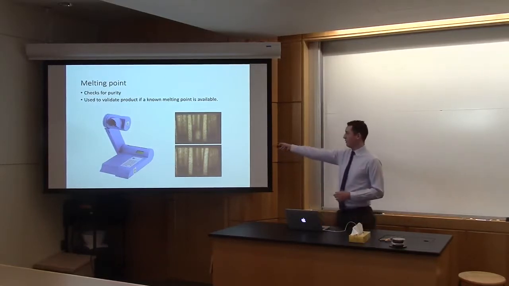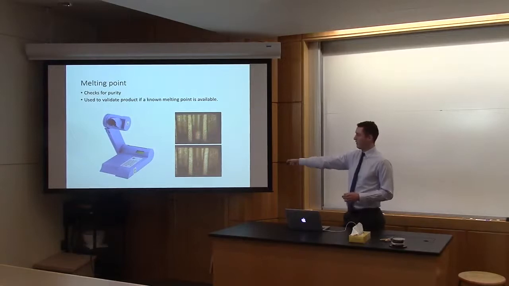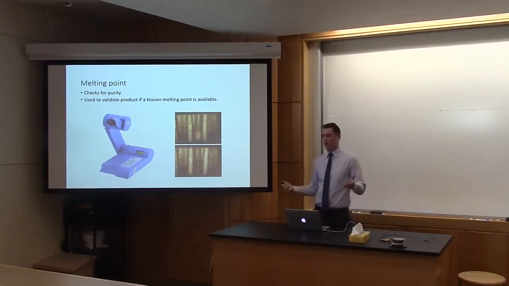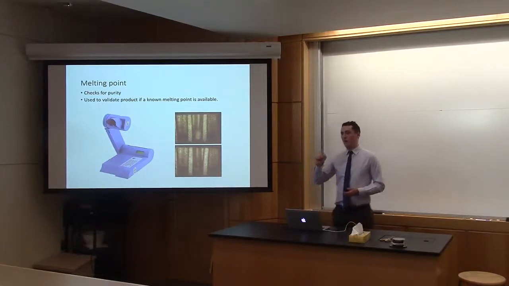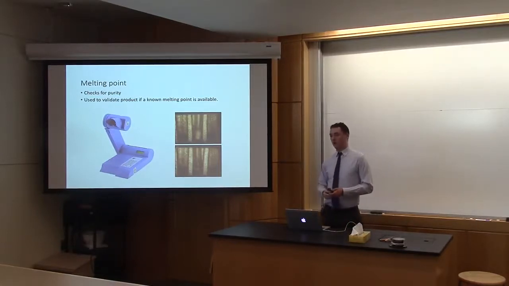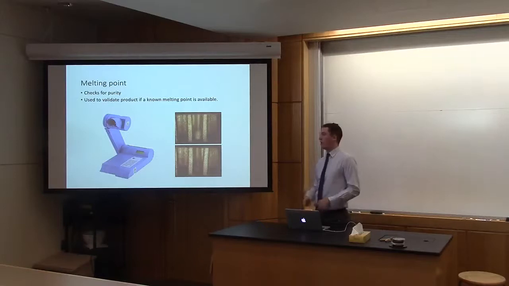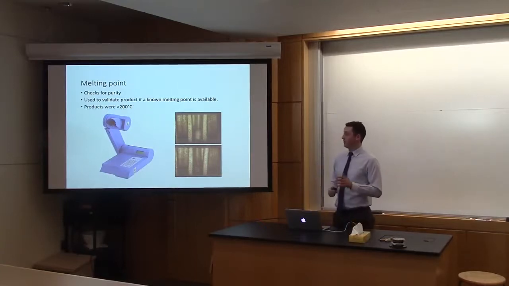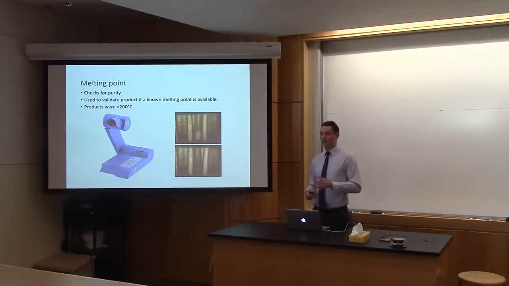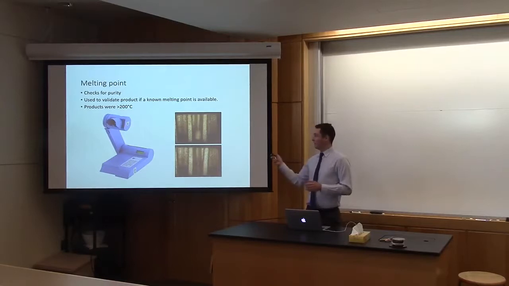And we melt it down, and we start seeing it. It looks like slushy snow, and then it goes clear. And that's when you know you're done. You measure that range, and the tighter the range, the more pure you have it. We can also test that number against known substances. If this molecule has been made before, it should have the same melting point as the literature values. Unfortunately, all of ours were above 200 degrees Celsius, so we didn't actually get any numbers for this.